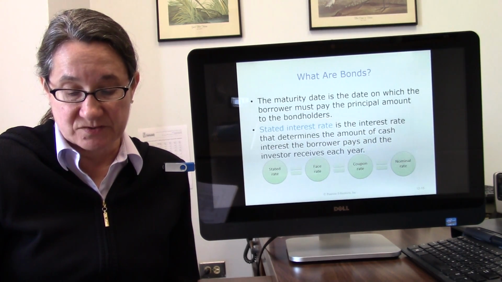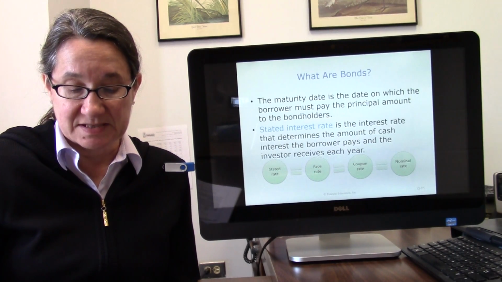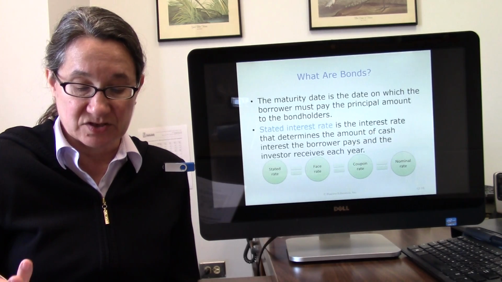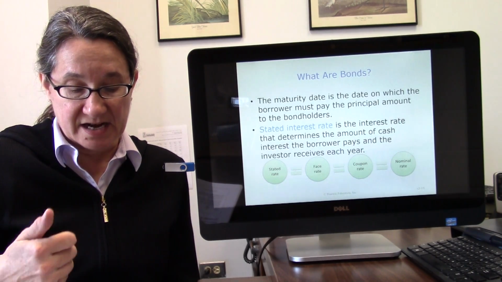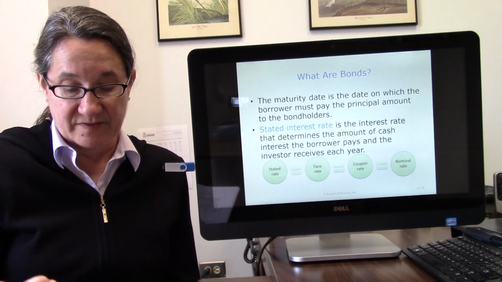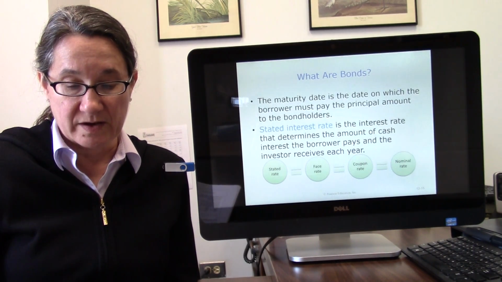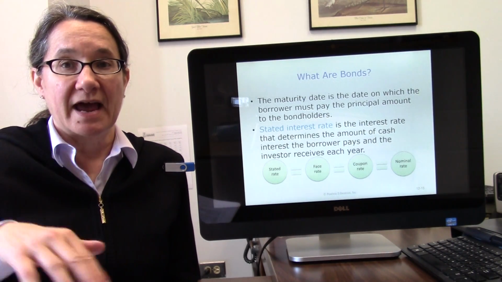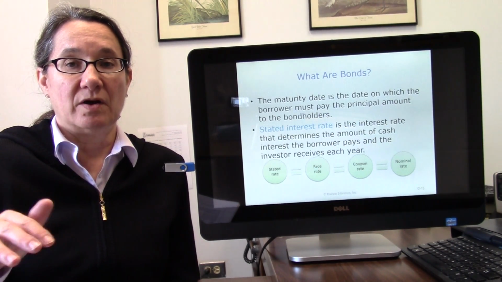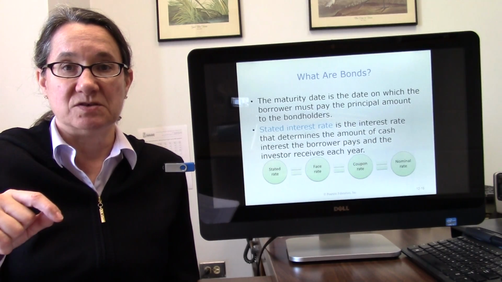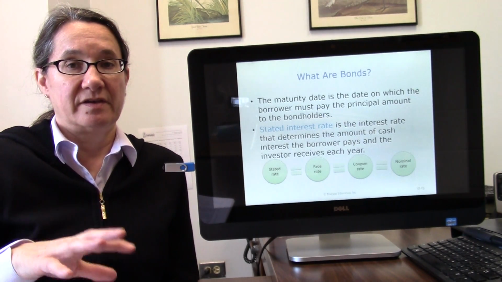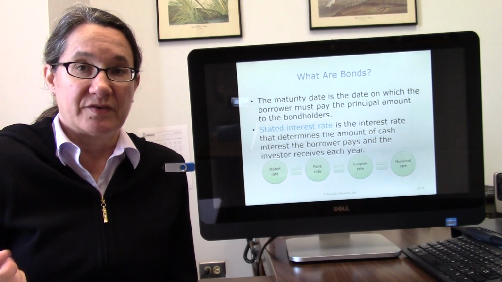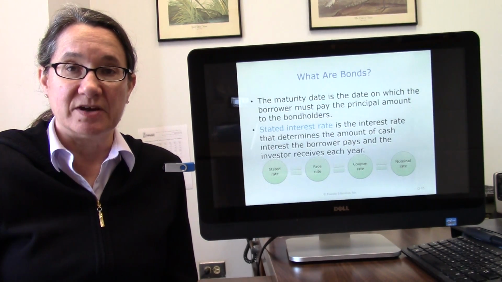The stated interest rate is the interest rate that determines the amount of cash interest the borrower pays and the investor receives each year. The stated rate is also called the face rate, the coupon rate, or the nominal rate. So every time a bond gets issued, it's going to be at a rate, right? So we're going to borrow in $1,000 increments usually, $1 million at a face rate of 6%. So if somebody bought those bonds, they would get paid 6% every year.